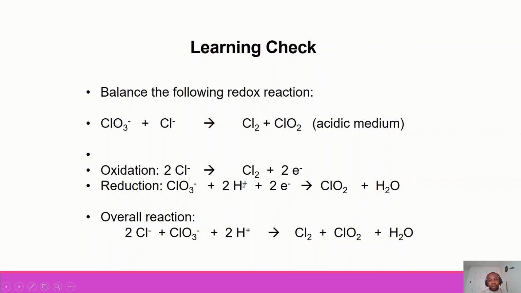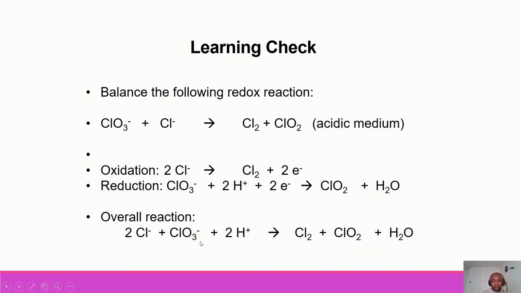Then by the time you finish everything there, you discover that you need to add 2 electrons here so that the charges will be 0, because we're having 0 charge here. And that's where we now have our reduction equation.